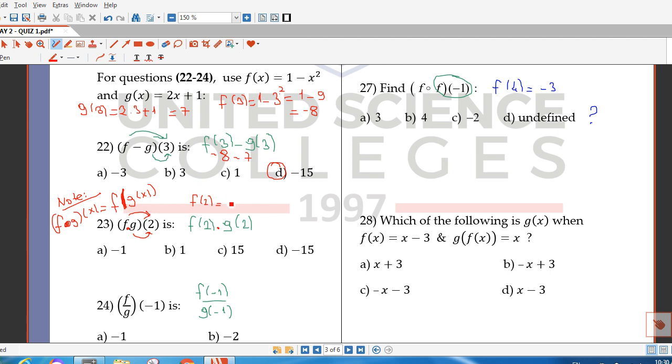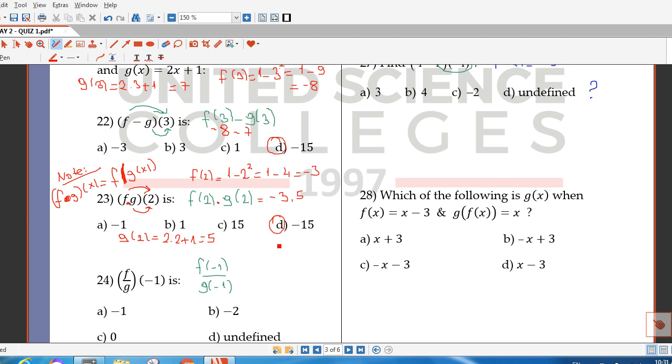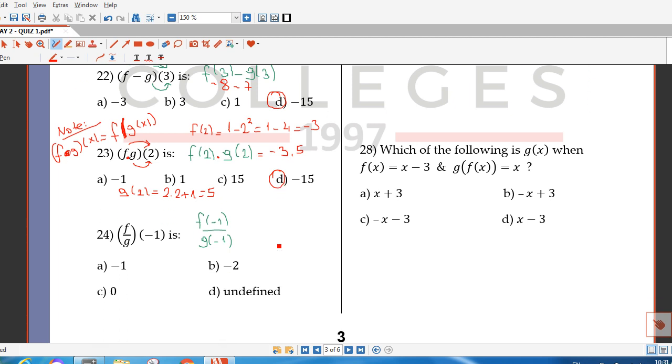F of 2 is 1 minus 2 squared, 1 minus 4, minus 3, and g of 2 is twice of 2 plus 1, which is 5. If I write the values in their places, f of 2 is negative 3, g of 2 is 5, and the multiplication is negative 15. Question 24, f over g of negative 1.